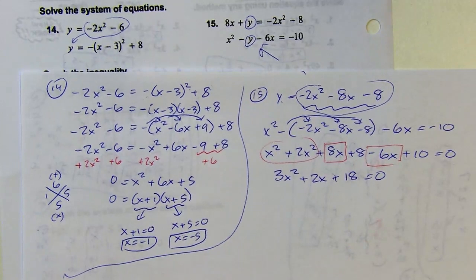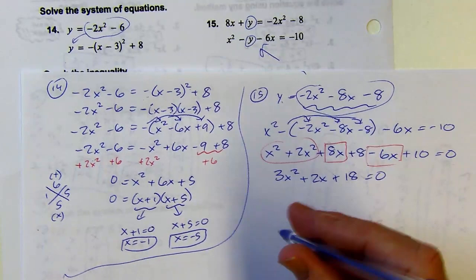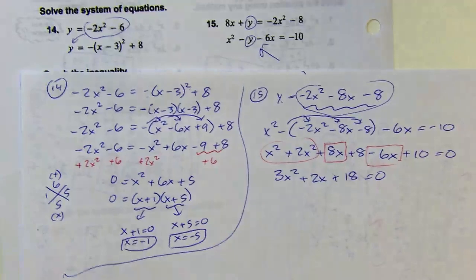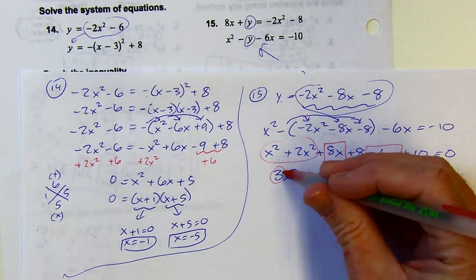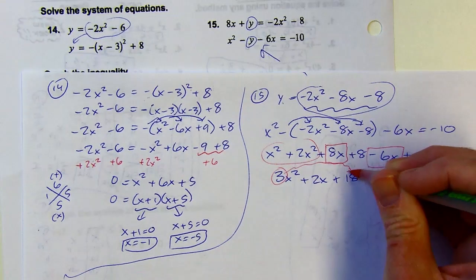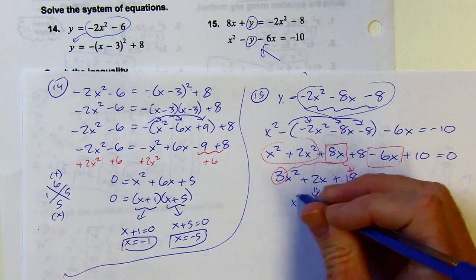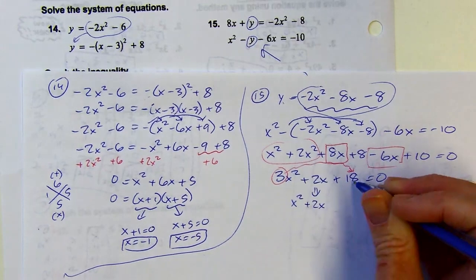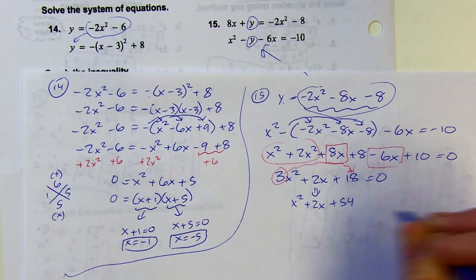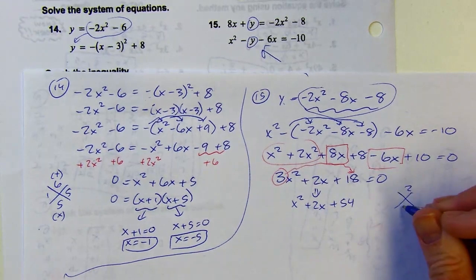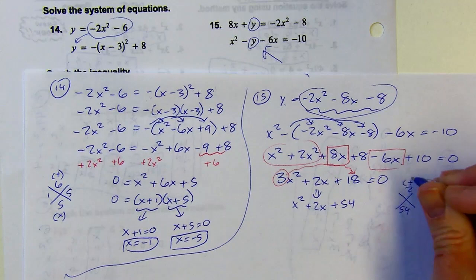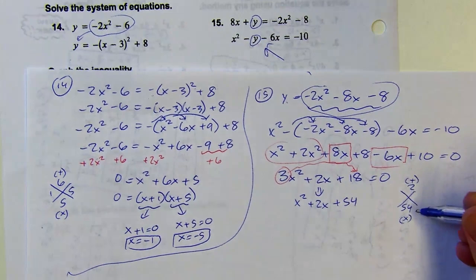I could try to factor this. I could do a modified diamond problem and see if it works. If it's not factorable, I could still solve it with quadratic formula or completing the square. But let's go ahead and try this. So 3x squared plus 2x plus 18, that's going to be 54. Okay, so then I'm thinking, can I get two numbers that add to 2 and multiply to 54?